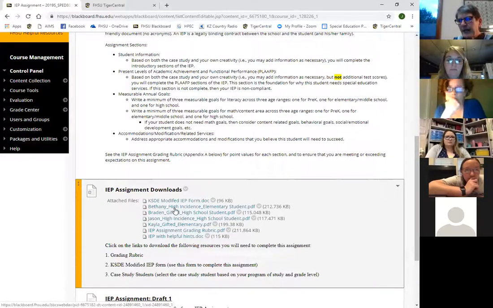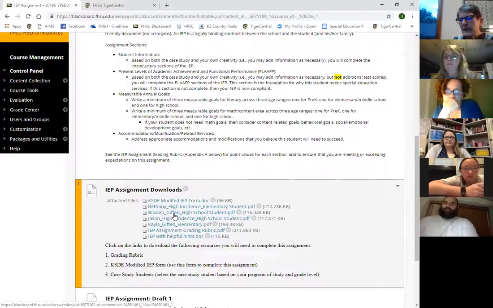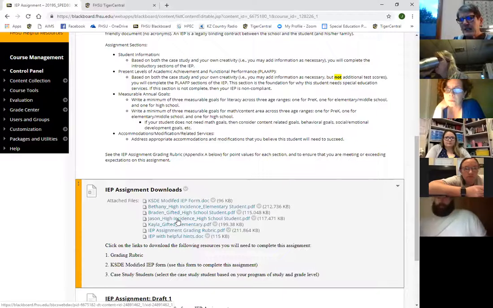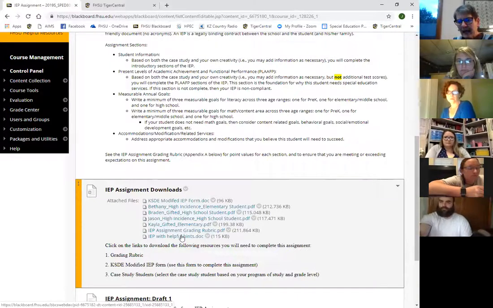Bethany is a 4th grader with mild intellectual disability. Braden, I think, is a freshman that's gifted. So if you're gifted, you've got the option of doing an IEP for gifted. Jason is a 9th grader with a learning disability and ADHD. Kayla, I think, is a 4th grader, I can't remember, because we don't have that many people go through the program working on the gifted licensure. Anyway, that's where you're going to download it, and that's where I will add that IEP based on WebKids.